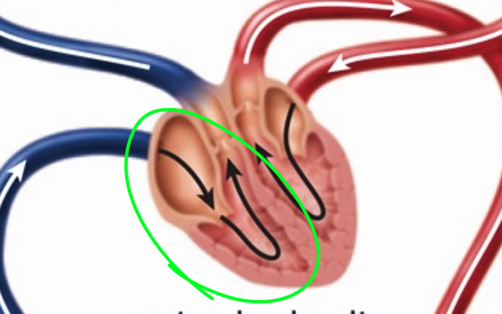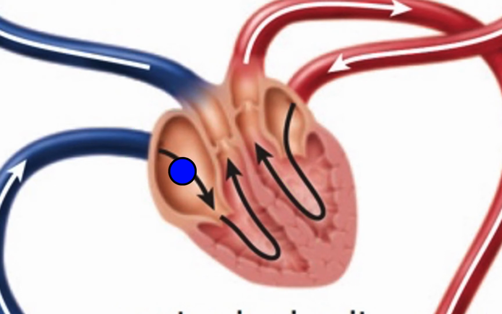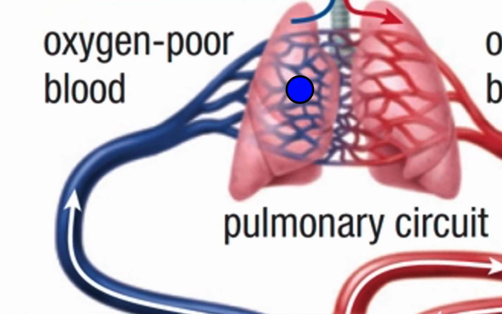This is achieved by the right atrium and the right ventricle of the heart. The right atrium collects deoxygenated blood via the vena cava so that the right ventricle can pump it through the pulmonary artery to the lungs, where carbon dioxide may be released and blood becomes oxygenated.